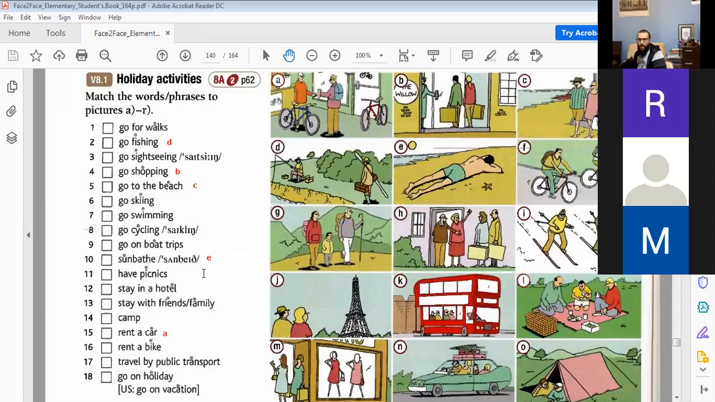What about F? What's this? What are they doing? Go cycling. Yeah, go cycling. That's correct. What about G? What is this family doing? Go for walks. Yes, I think go for walks. Yeah, they're walking, so go for walks.